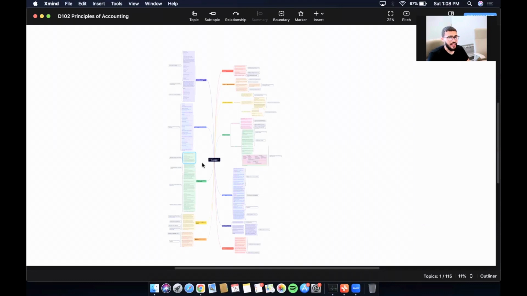I know there's a lot of things that I missed out on, because this is simply directed towards what I was struggling on, but this has a decent amount of the concepts you need to know that will help you pass the OA. So yes, that's my mind map for D102.